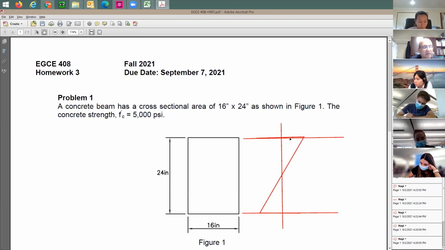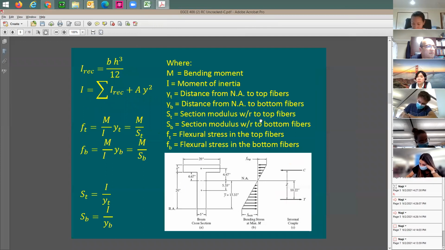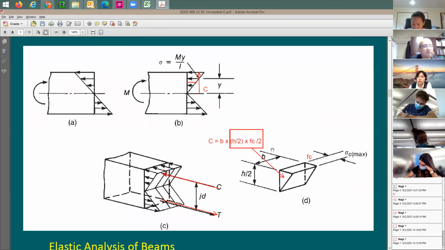How much is the stress in the top? I'm gonna say it's gonna be the same as Fcr. It's gonna be the cracking stress, top and bottom. And then after this, you're gonna say, okay, here's the compression force, and here's the tension force. This is gonna be what? I'm gonna say this is gonna be C, and this is gonna be T. How do you find out C and T? You see, this is gonna be the exact same thing that I've just done here, right?